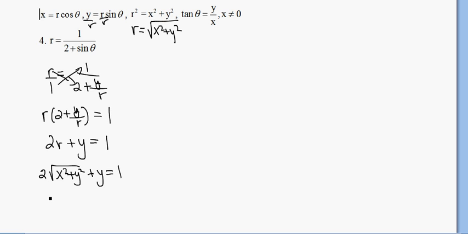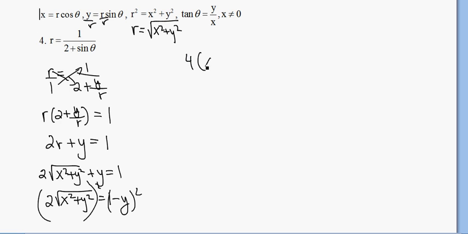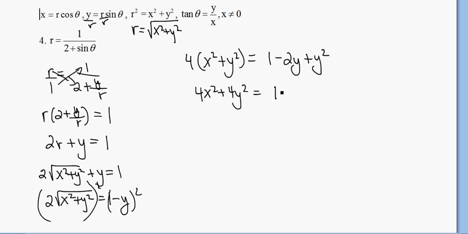I'm going to move that y over because in a second I'm going to get rid of this radical. Equals 1 minus y. So now I'm going to square both sides to get it into its nicest form. So that's 4 times x squared plus y squared is equal to 1 minus 2y plus y squared. So that's 4x squared plus 4y squared is equal to 1 minus 2y plus y squared.